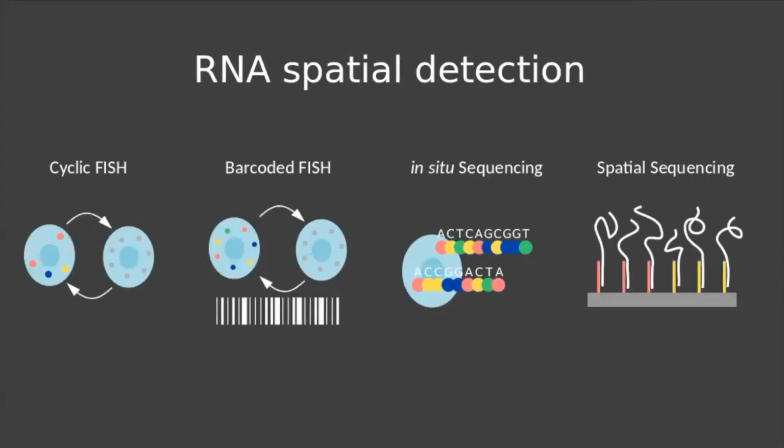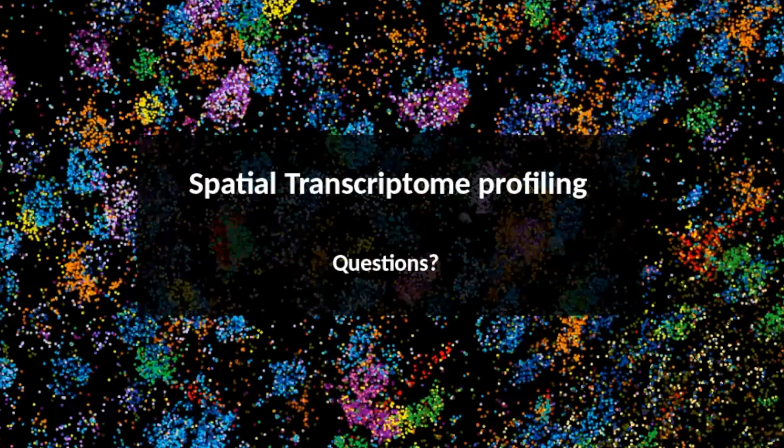And that is the end of my part. I discussed these four broad classes of spatial RNA detection methods, and I would be happy to answer any questions if you have any.